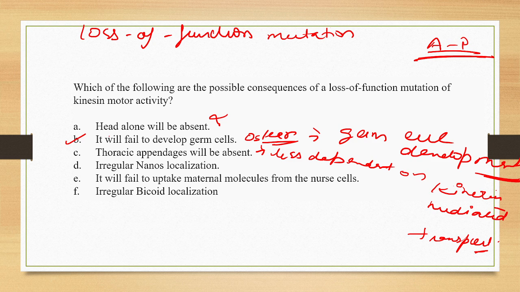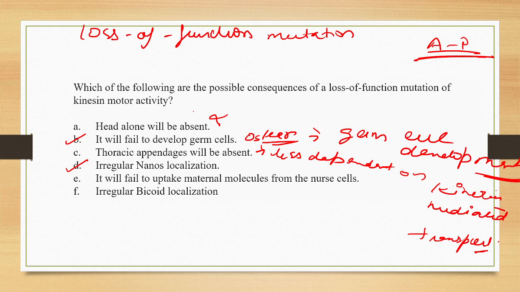Why? Because kinesin is involved in the transport of molecules such as nanos, which is localized in the posterior. So when kinesin is not there, nanos localization would be hampered, and that means posterior development would be hampered. So this is the correct answer. So C.